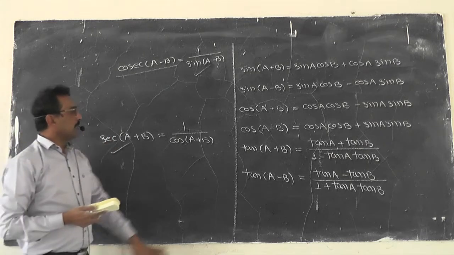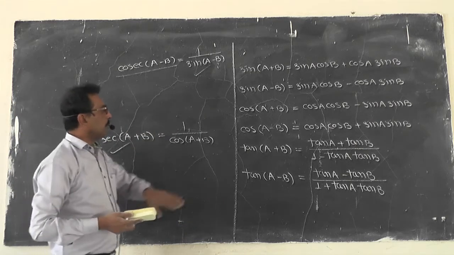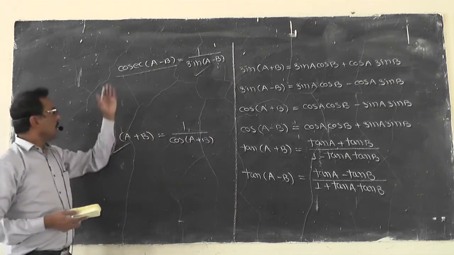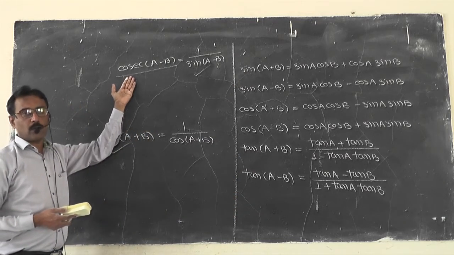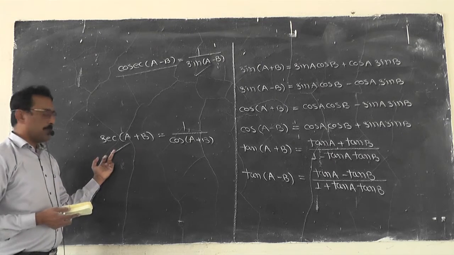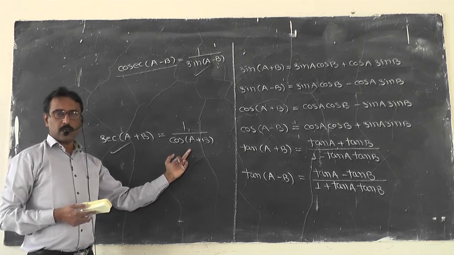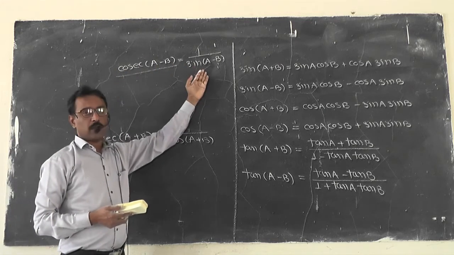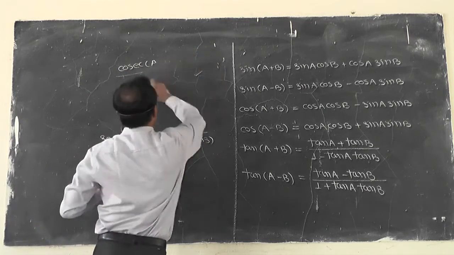So, in order to find the trigonometric functions of compound angles, how many formulas are needed? Six formulas are needed. It is not necessary to separately find cosec of A minus B or sec of A plus B. Sec of A plus B we can find by reciprocating cos of A plus B. Cosec of A minus B we can directly find from sin of A minus B.